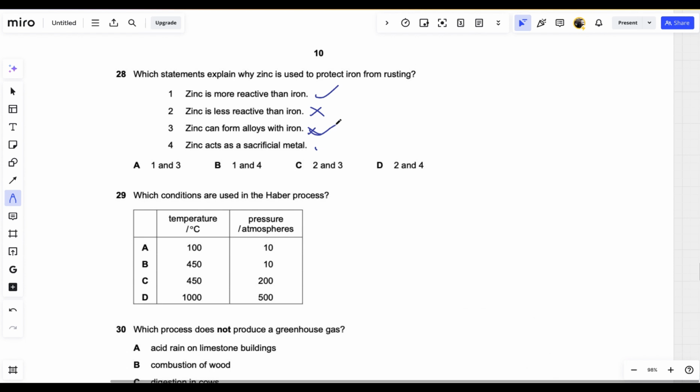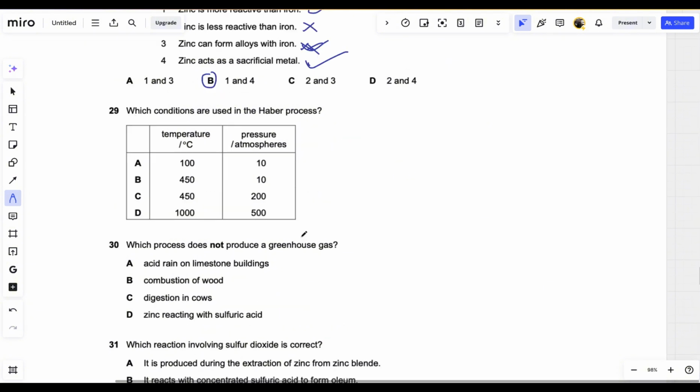Wait, I think we have to take this question again. Okay, zinc cannot form alloy with iron, and zinc acts as a sacrificial metal. Yes, partially, because there's no option with only one. So A is wrong. 1 and 4 is most likely to be correct. 2 and 3 are definitely wrong. 2 and 4, no. Zinc is not less reactive. You can check your periodic table or reactivity series. So the correct answer is B.